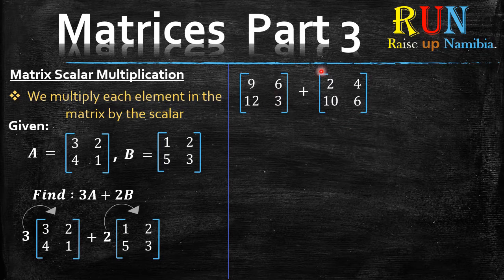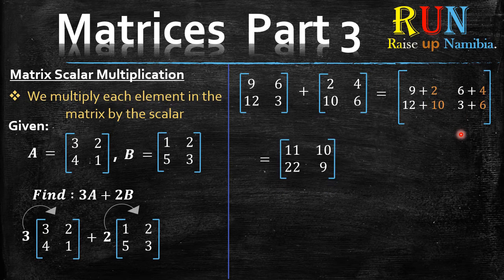From here, since we have a plus sign, we use the corresponding elements to add these two matrices, because they are of the same order. So if we add the corresponding elements, which will be 9 plus 2, and the rest here, you will get this as the final answer.